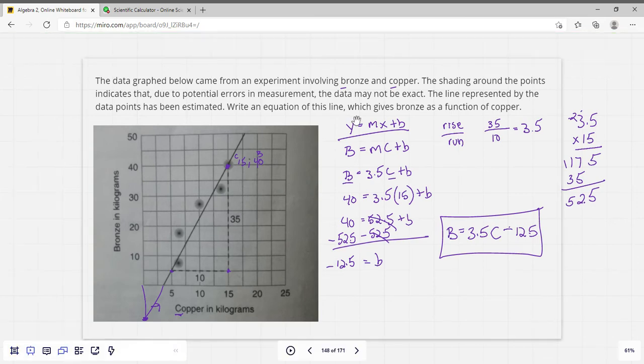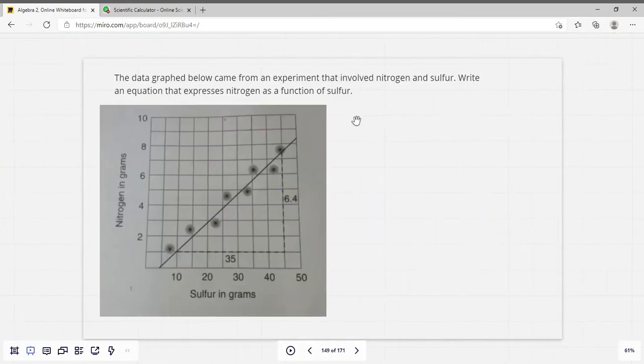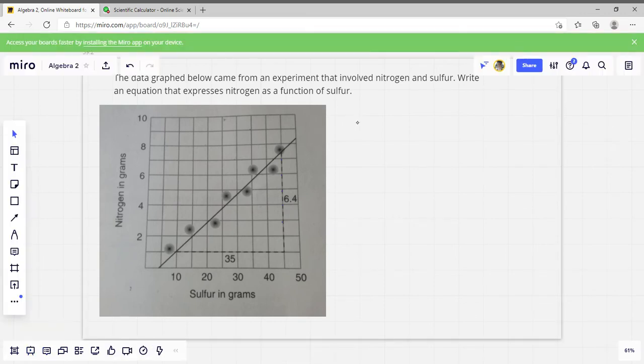All right, let's try another one of those. The data graph below came from an experiment that involved nitrogen and sulfur. Write an equation that expresses nitrogen as a function of sulfur. Okay, so we've got our y equals mx plus b. Our y value is going to be what's going up and down, and that's nitrogen, so that'll be N. Our x value is what's going across, so that's going to be our S for sulfur, plus b.